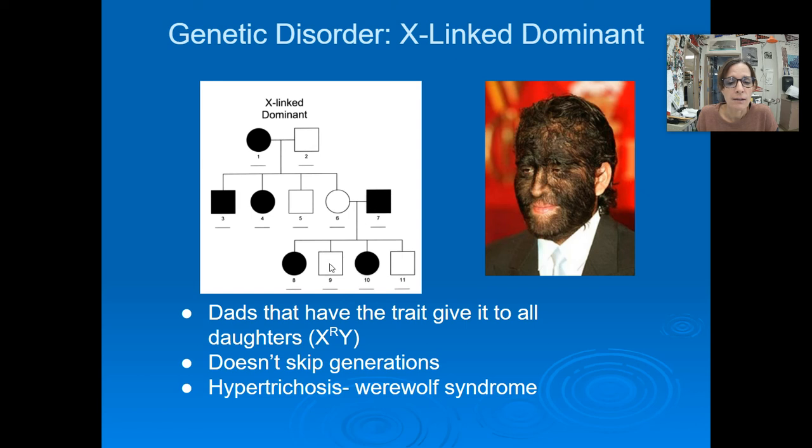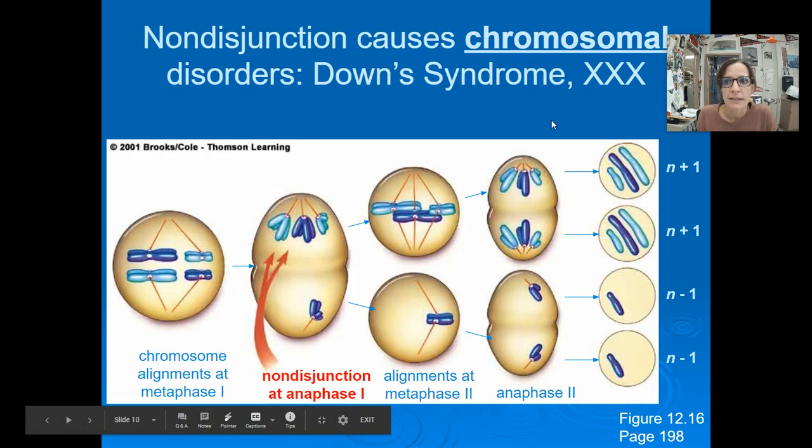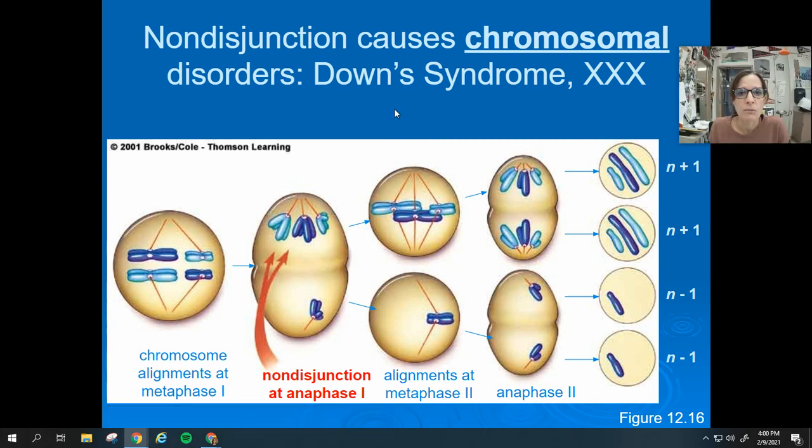And so if males have it, then that means their mom has had to have it. But the big pattern to recognize here is that if you have a male with it, then all of the daughters are going to have it. And again, it doesn't skip generations because there's no carriers. An example of this is hypertrichosis, which is werewolf syndrome, and that's just where you grow hair all over your body. All right, and the last thing we're going to talk about is chromosomal disorders.